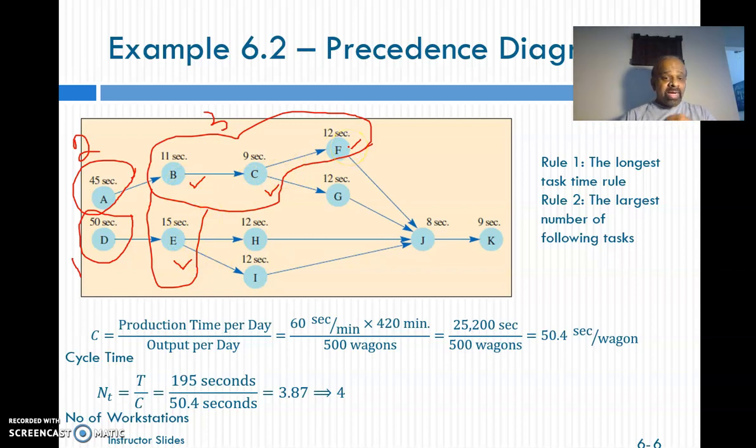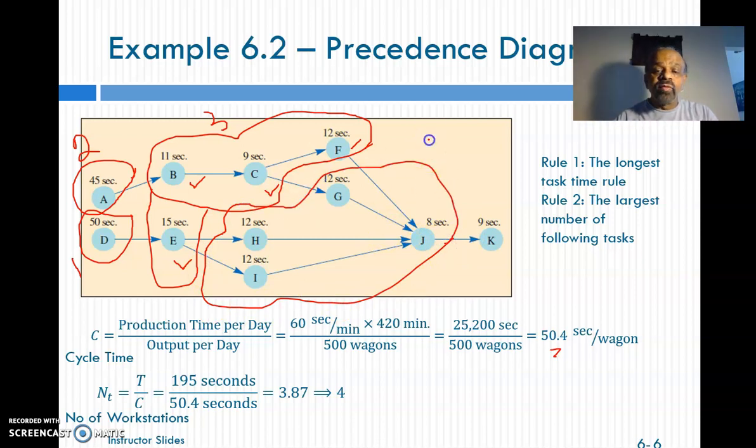I'm going to take the remaining ones. The remaining ones, H has got 12, I has got 12, so 24 seconds. G has got 12, 24 plus 12, 36 seconds. J has got 8, so 36 plus 8 is 44. I cannot add K because 44 plus 9 becomes 53, which is more than 50. So I cannot use that. So I'm going to limit myself to these 4.